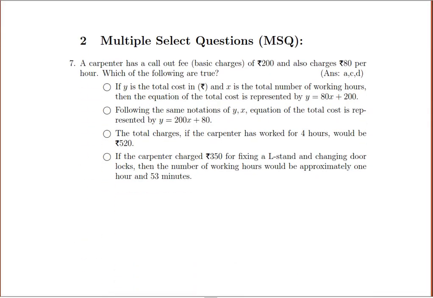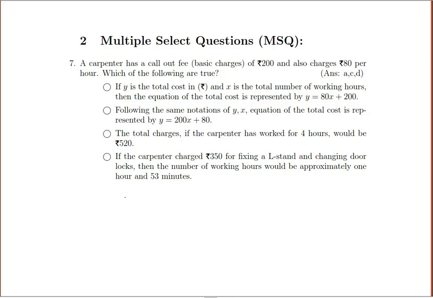Then moving on to question 7. The carpenter has a call out fee of rupees 200 and also charges 80 per hour. So we all have faced these situations on a daily basis in our houses. These carpenters charge a fixed charge of rupees 200. So if they come and attend to any problems at home, they will charge 200. Additionally, there will be charges based on the number of working hours.